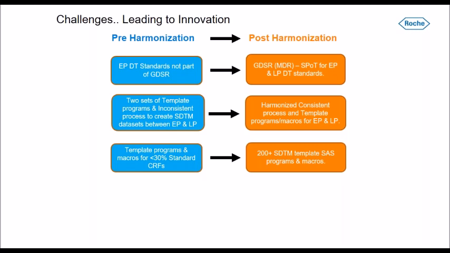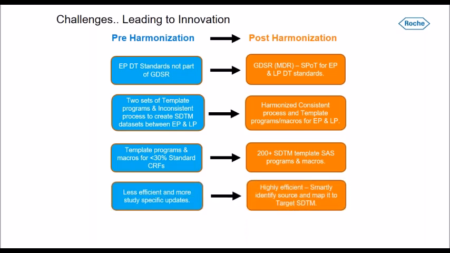Initially we did not have a lot of programs, so most things were done at a study level. Every time, a study team had to copy from a different study or reprogram from scratch. As part of this harmonization effort, we have created more than 200 SAS template programs that work across our standard CRF across early phase and late phase to create standard SDTM datasets for our standards. It was highly inefficient before, and there were more study-specific updates to be made by the study teams. So we have made our tools more efficient, and the tools are smart enough to identify a source and map it to target, which enables greater reuse at a study level.